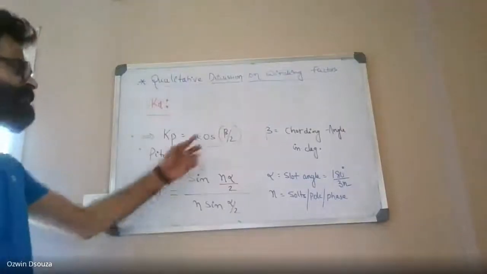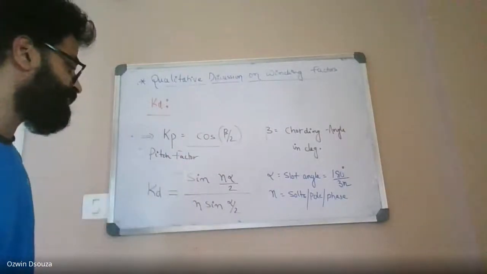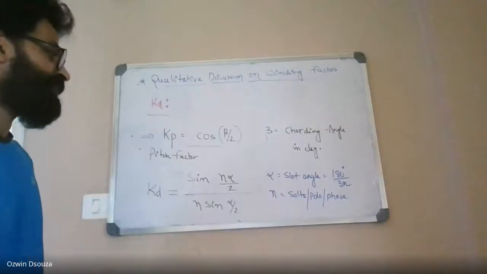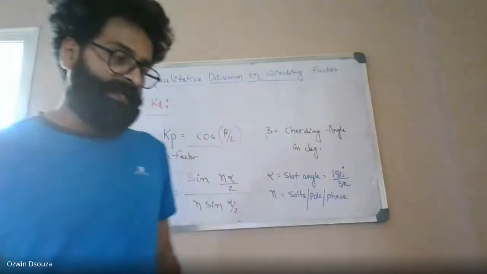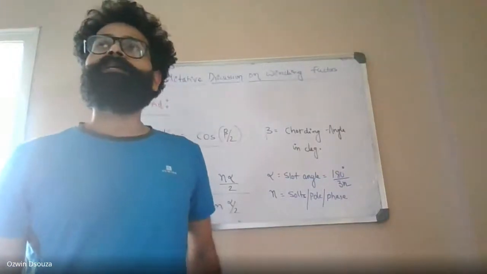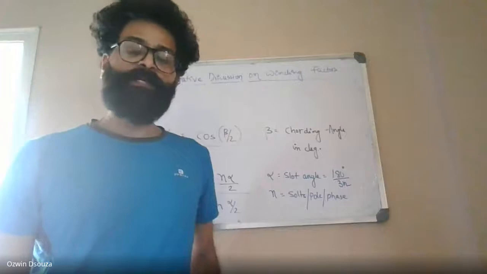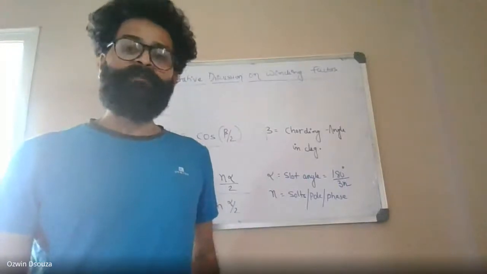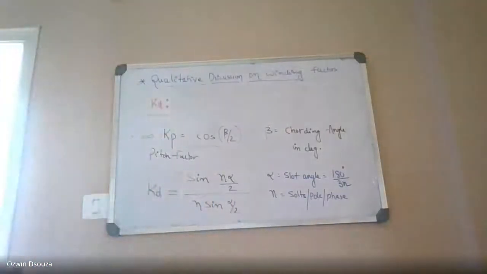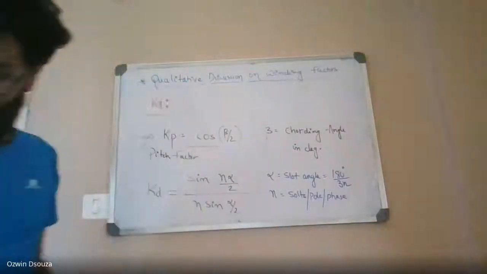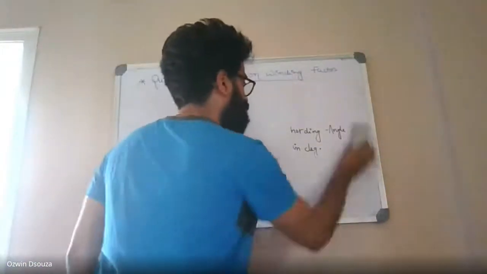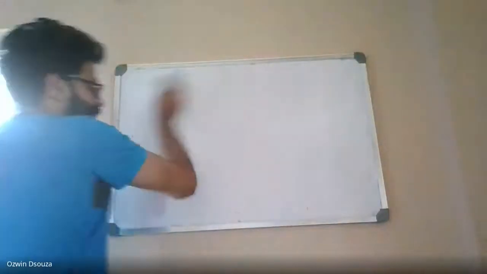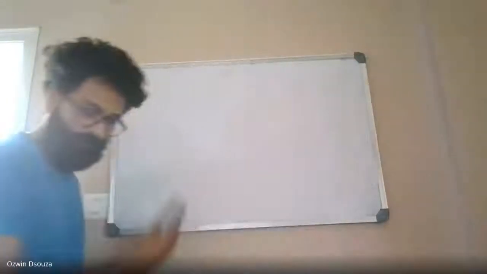So Kp is cos beta by 2 and Kd is sin n alpha by 2 divided by n into sin alpha by 2. And Kd can also be defined as the ratio of the induced EMF in a distributed winding to the induced EMF in a concentrated winding. That is the definition of Kd. So that is about the winding factor of an alternator, and that is about your synchronous generator.